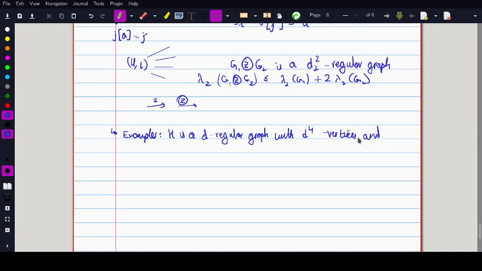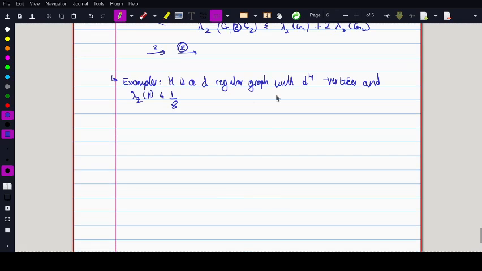and let's say lambda 2 of H is less than or equal to 1 by 8. So it's a graph with a fairly good expansion, and it's also d-regular with d power 4 vertices. So from this we'll create a family of graphs which have arbitrary size but are only d square regular and also have fairly good expansion.